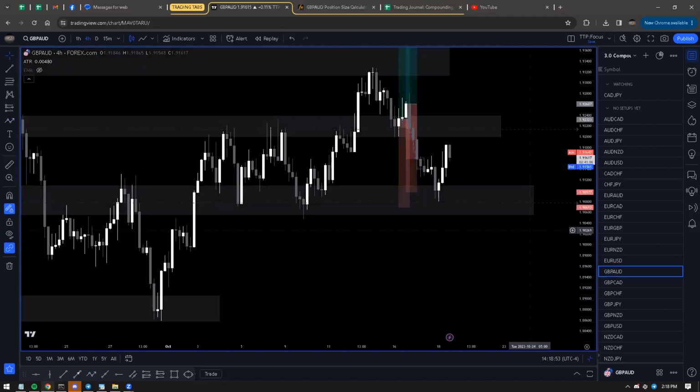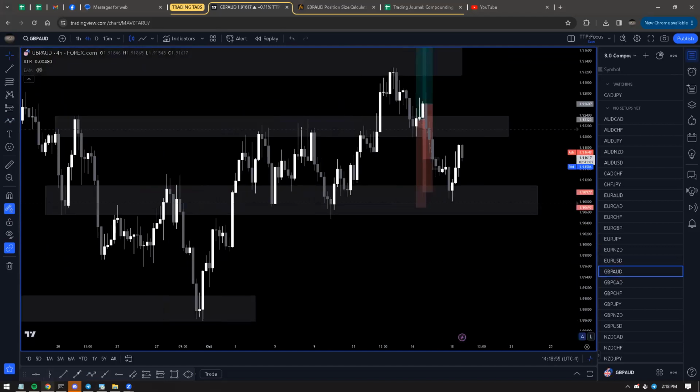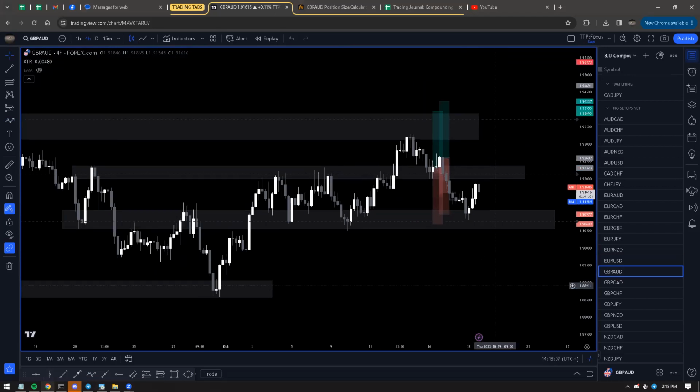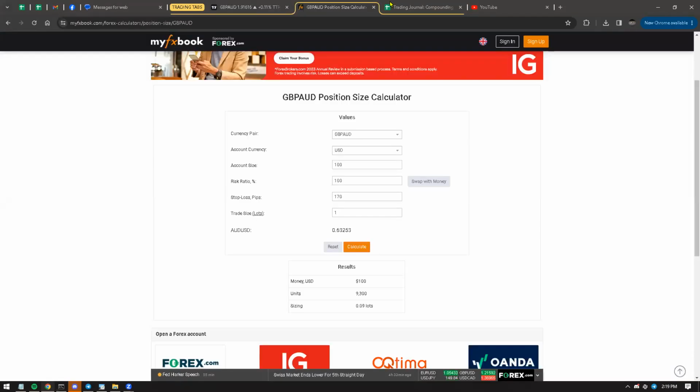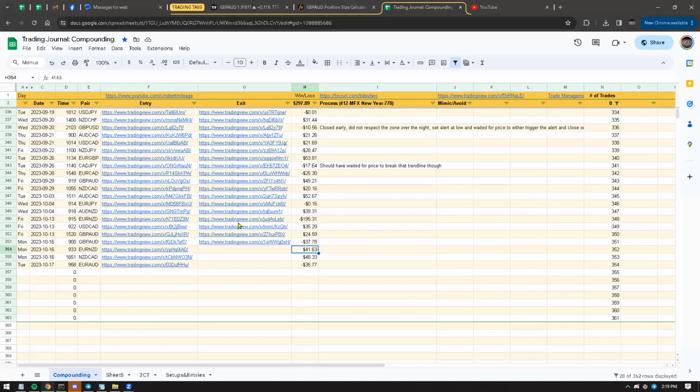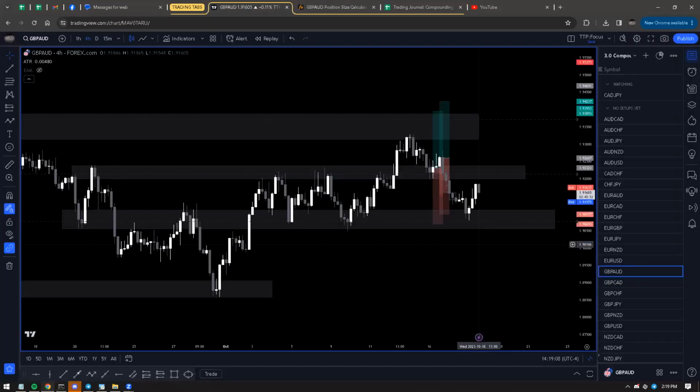GBP AUD. This will be one that I took an L on. That was a big L. Big loss. Euro NZD. Oh, it wasn't that big. $40. My Euro NZD, that was the biggest one. Oh, that was terrible. Lesson learned on that one. It's all right.